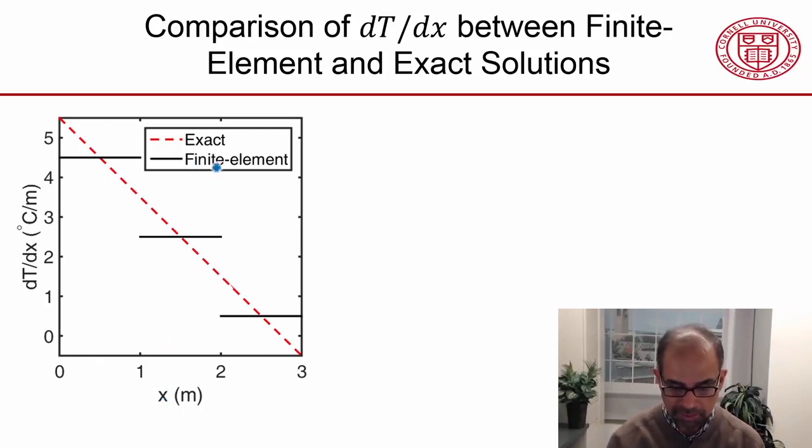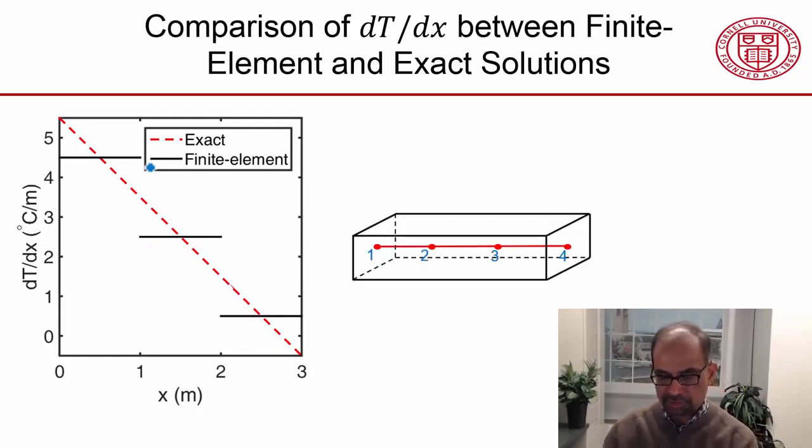And the solid line is the finite element solution. The dashed line, as before, is the exact solution. So the exact solution is linear and decreasing, whereas the finite element solution is piecewise constant. And if I put up the graphic of the nodes sketched onto a figure of the bar, I see that over each element the derivative is constant, and that's because we assume that there's a linear variation of the temperature over each element.